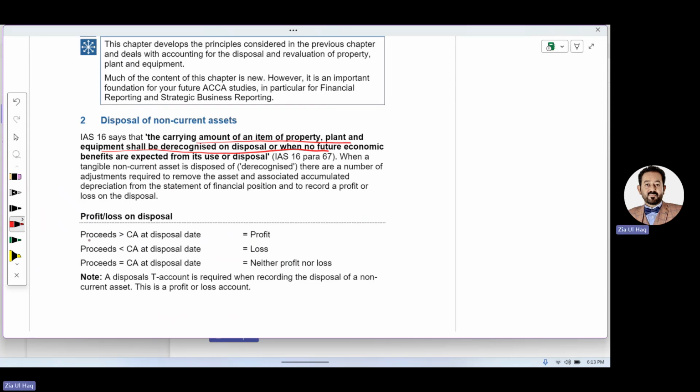If sale proceeds are greater than the carrying amount, there will be profit. Like sale proceeds are 70,000, carrying amount was 60,000, so there will be profit. If sale proceeds are less than the carrying amount, say the carrying amount is 60,000 while we receive 50,000, there will be loss. If both are equal, there will be neither profit nor loss.